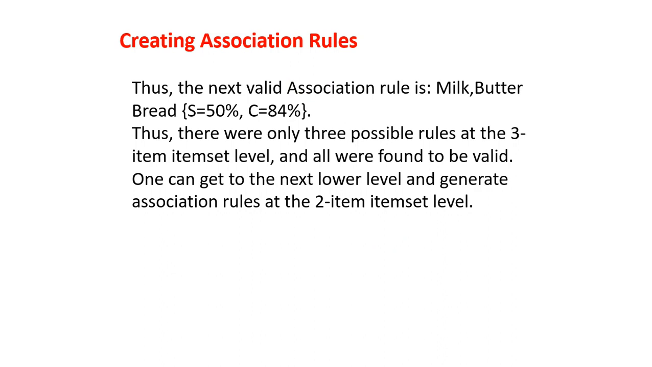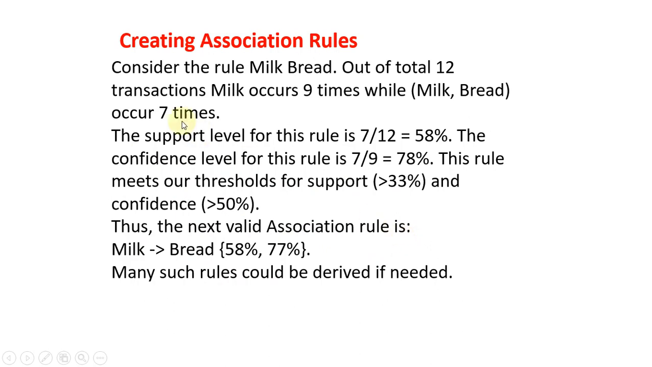One can get to the next lower level and generate association rules at the 2 item set level. In the same way, we can continue for 2 item sets and 1 item sets. So consider the 2 item set. Out of 12 transactions, milk occurs 9 times while milk bread occurs 7 times. So the support level for this rule is 7 by 12, how much? 58%. The confidence level for this rule is 7 by 9, 78%.